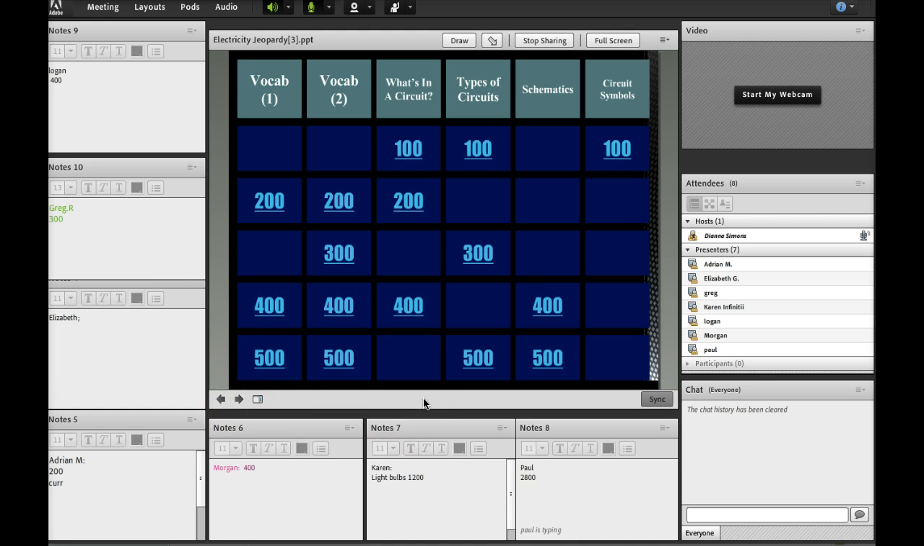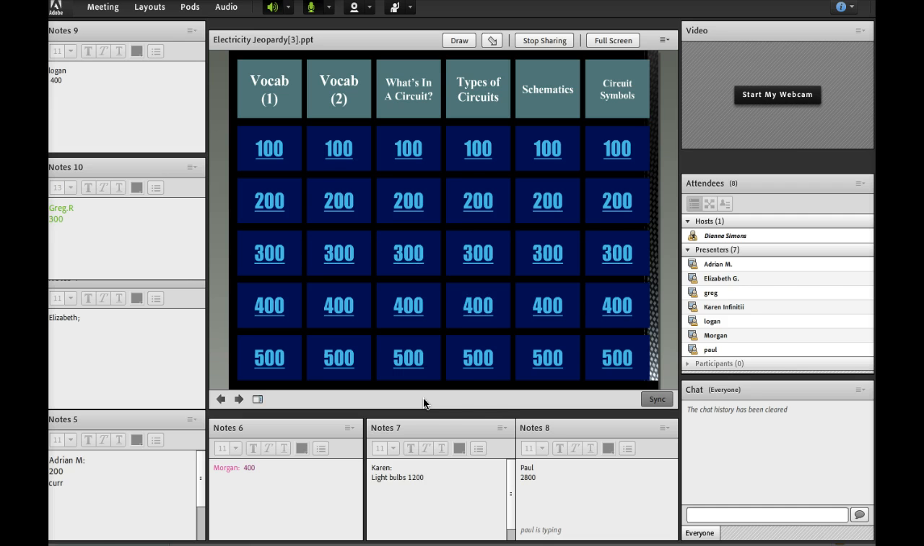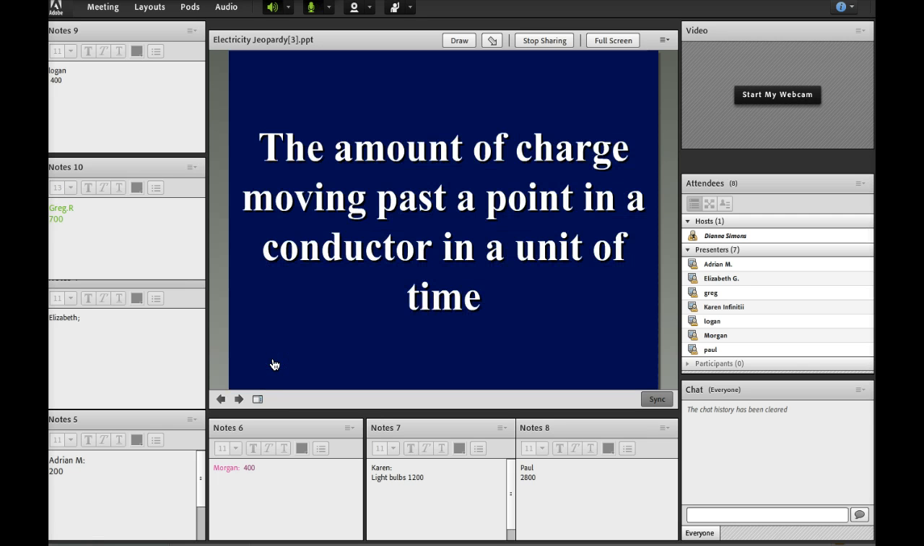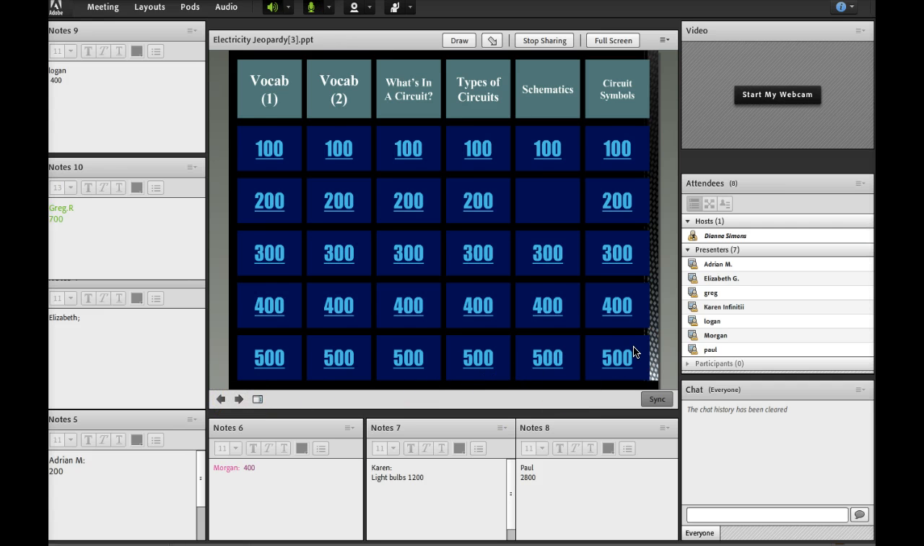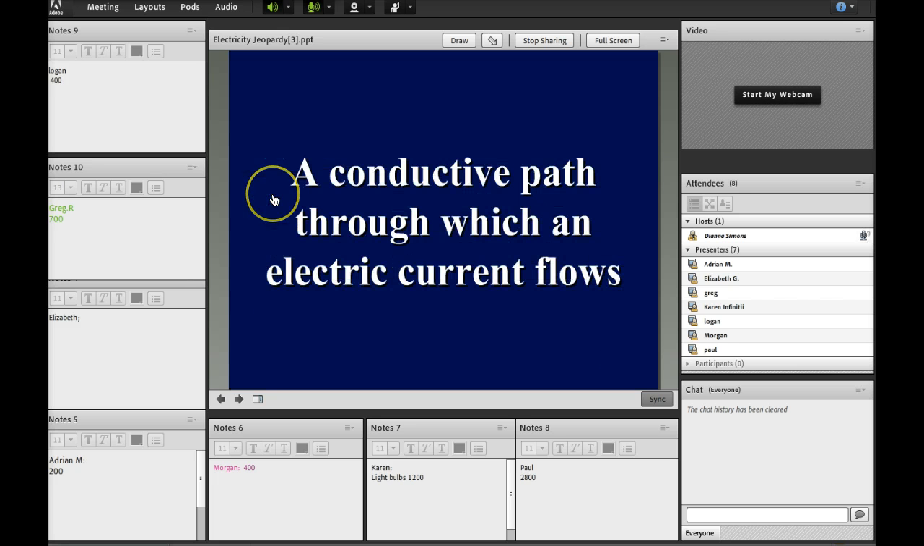Karen, last question. Vocab 500. The amount of charge moving past a point. Oh, okay. This is what I just said. This is current. Sorry, guys. Karen, pick another one. The same one, but for 200.